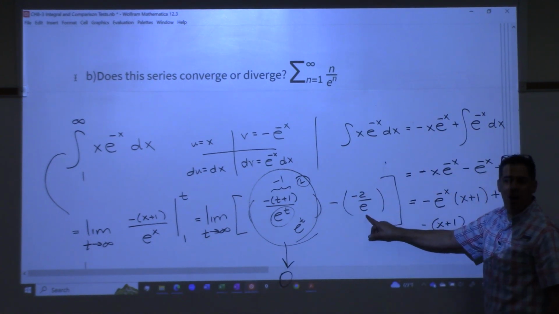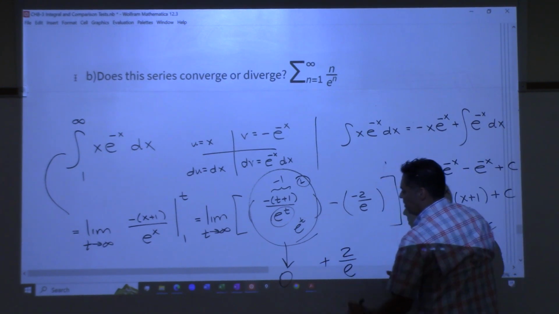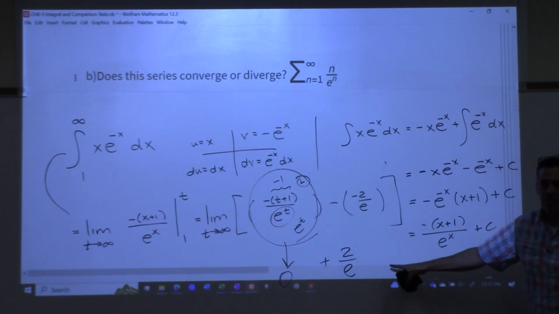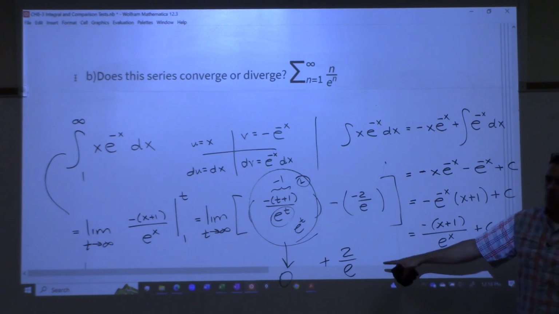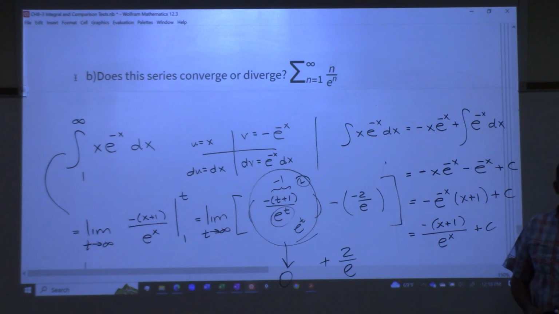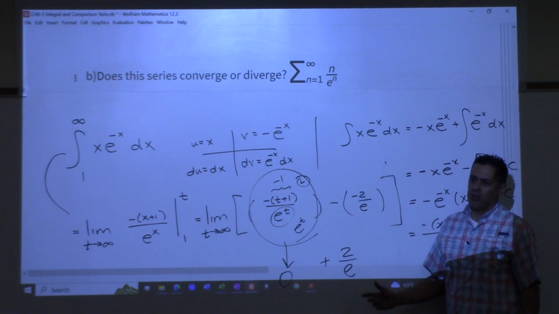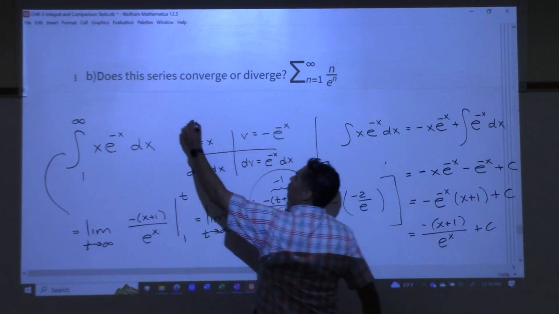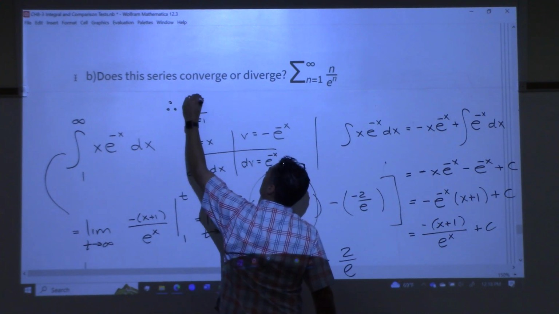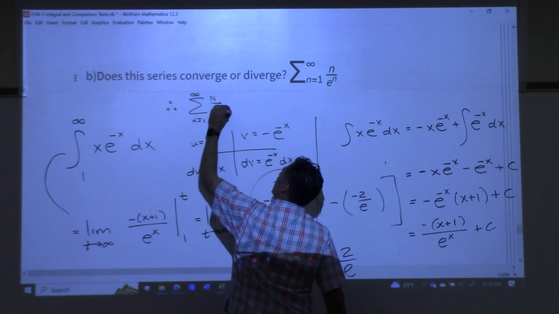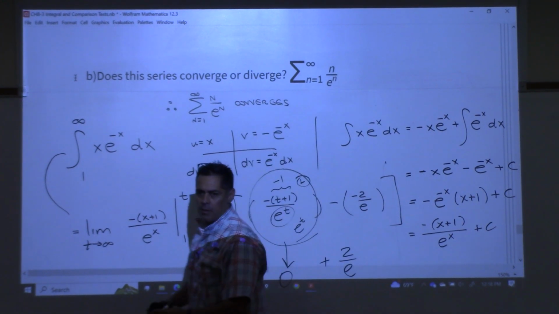And this does not. This is just plus 2 over e. And isn't that just a number? So this integral converges. So what does that tell you about the series? It converges too. Now, am I saying that the series converges to 2 over e? No, I'm just saying it converges. So therefore, the series converges.